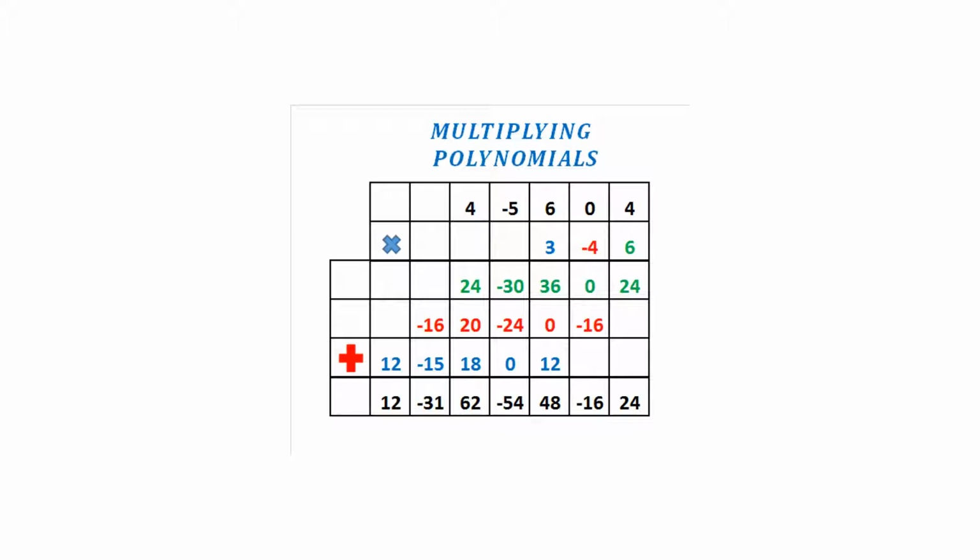So we got 24, negative 16, 36, and 12, that's 48, negative 30, and a negative 24 is a negative 54, and you got 24, 20, and 18, that's 62, negative 16, negative 15 is a negative 31, and a 12. And that's how you multiply polynomials. We can apply the identical method when we multiply integers.